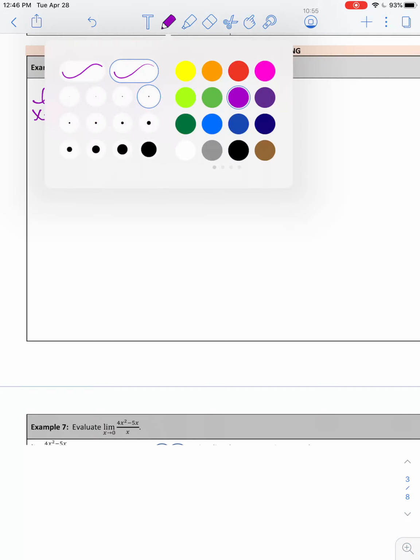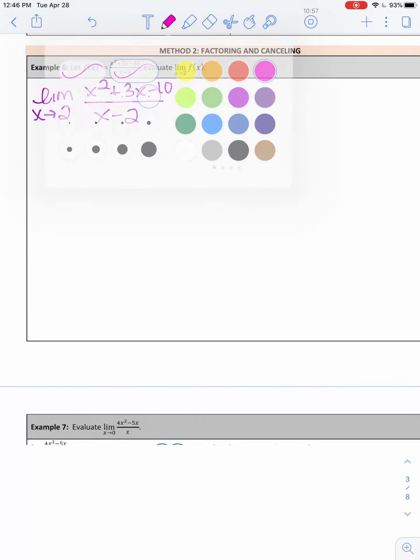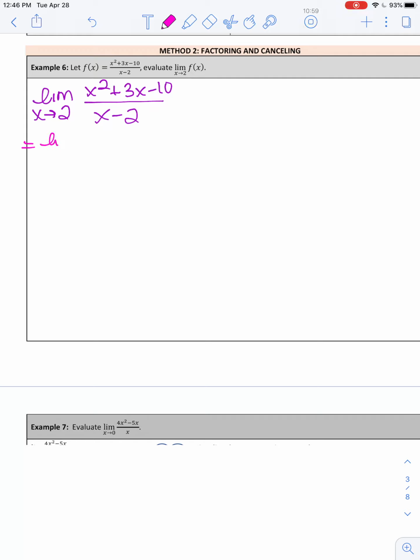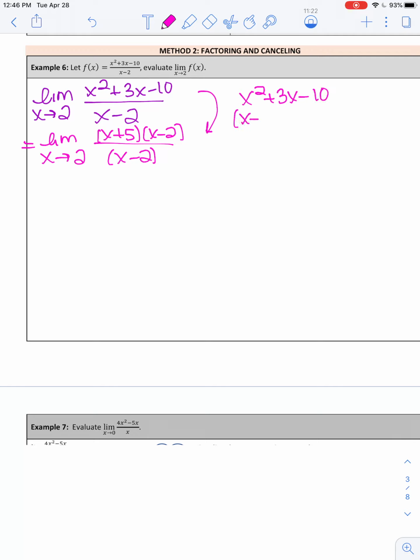So the limit as x approaches 2 of x squared plus 3x minus 10, all divided by x minus 2, is the same thing as the limit as x approaches 2 of x plus 5 times x minus 2 all over x minus 2. What happened here is I recognized that x squared plus 3x minus 10 can be factored into an x plus 5 times an x minus 2.